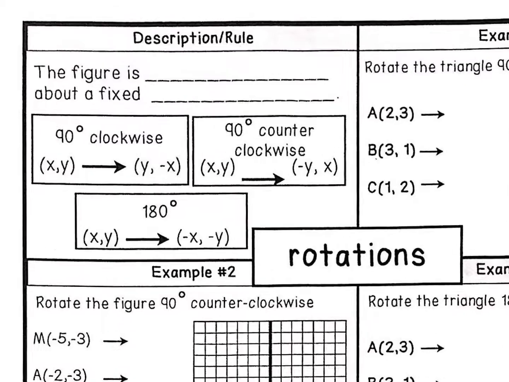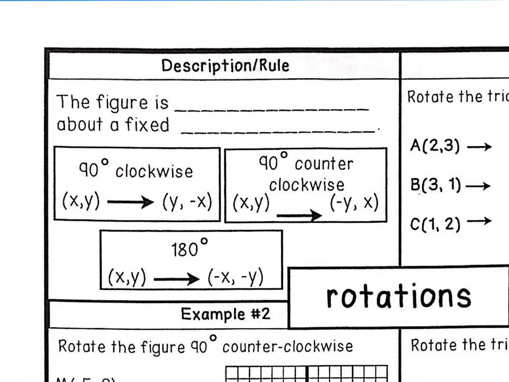Let's get started with some descriptions and rules. So when you talk about rotations, we're talking about figures that are being turned about a fixed point. As such, rotations are sometimes called turns. Now this fixed point, for the most part, is also going to be known as our origin, or point (0, 0) in the coordinate plane.